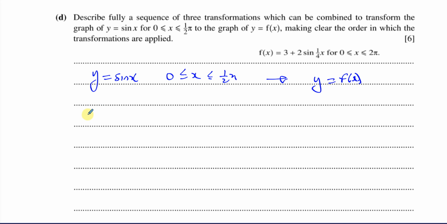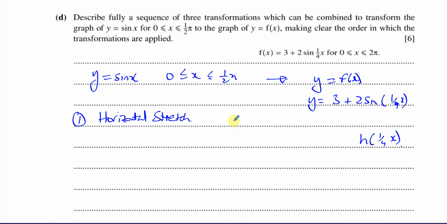We know that f of x is 3 plus 2 sine of a quarter x. The first thing we always start with is the transformations inside the function, the horizontal transformations. Here we have sine of a quarter x, which is a horizontal stretch. The factor is always the reciprocal of the number being multiplied inside the bracket. The reciprocal of a quarter is 4. So first is a horizontal stretch of factor 4.